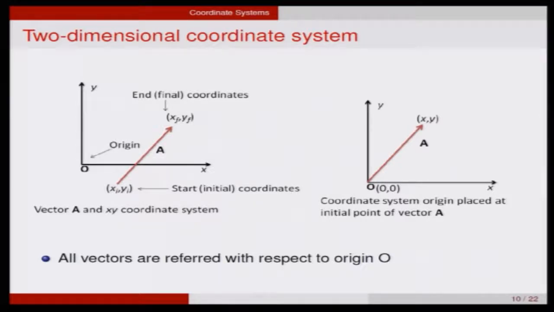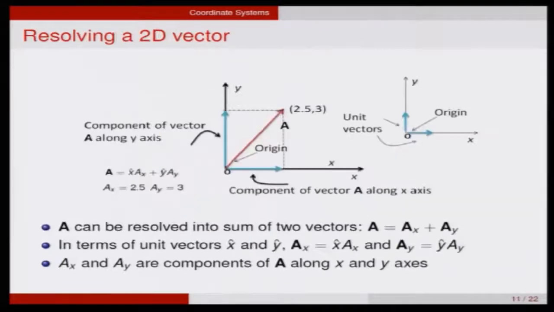Well, you have to wait for a few slides to see how to define the sum and subtraction of vectors when you have two different vectors here. But for now, please remember that you can draw a vector from the origin to any other point in the two dimensional space. All vectors are referred with respect to the origin.